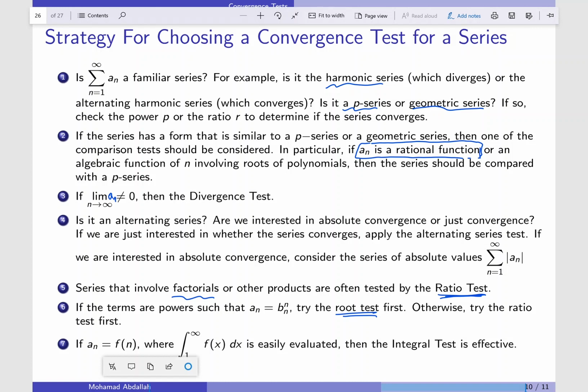Now, if all these don't work, keep the integral test to the end, because we don't want to integrate and make things longer. Especially if you want to use the integral test, you must first verify the 3 steps, which is continuous, positive, and decreasing. So if a_n is equal to f of n, and you know that the integral from 1 to infinity of f of x dx is easy to evaluate, then you can use the integral test.